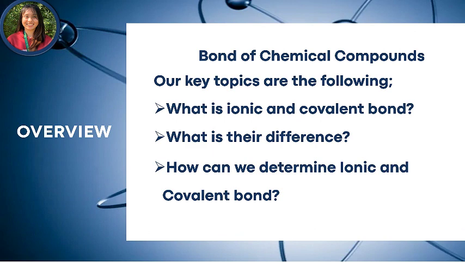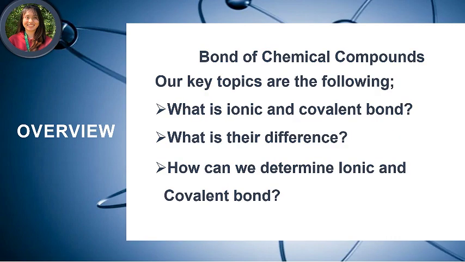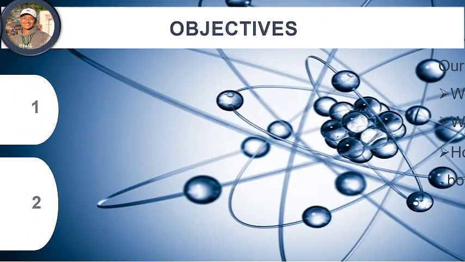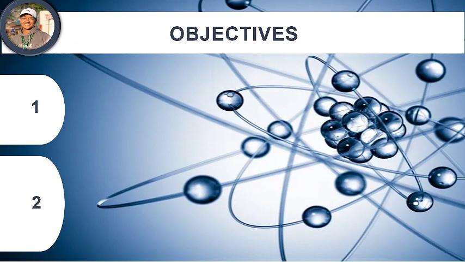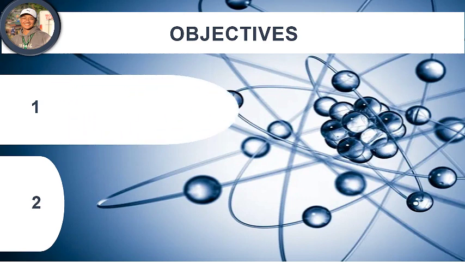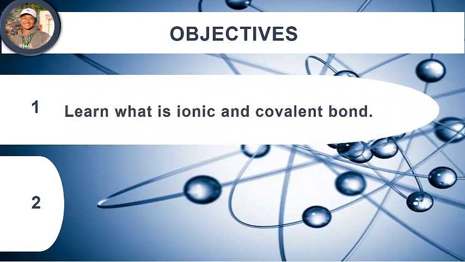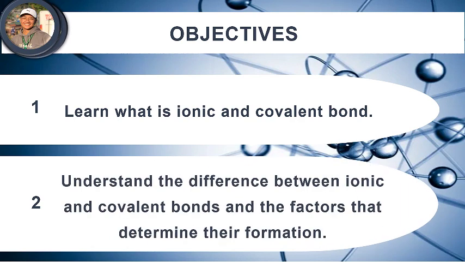Our key topics are the following. What is ionic and covalent bond? What is their difference? How can we determine ionic and covalent bond? We have here our objective. This virtual lesson is not just for me to discuss and for you to watch and forget. Instead, at the end of this lesson, I hope that we learn what is ionic and covalent bond, understand the difference between ionic and covalent bond, and the factors that determine their formation.